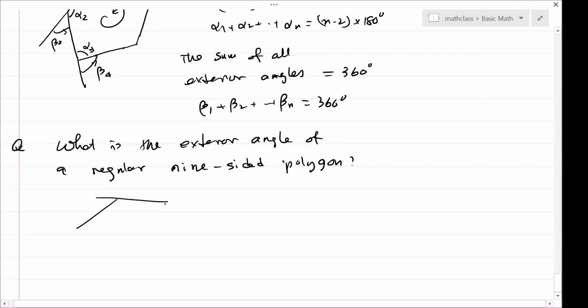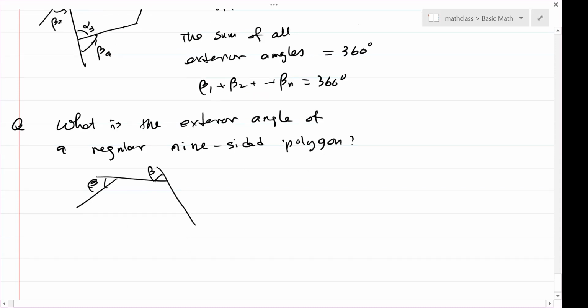Okay, remember this. Okay, the 9. Yeah, this is a... Okay, this is a beta. They're all equal, right? I cannot draw the 9-sided polygon. So the sum of this is 9 beta, but this is going to be 360 degrees. Okay, so beta is just this divided by 9. It is 40 degrees.